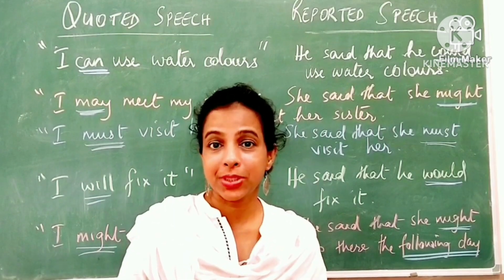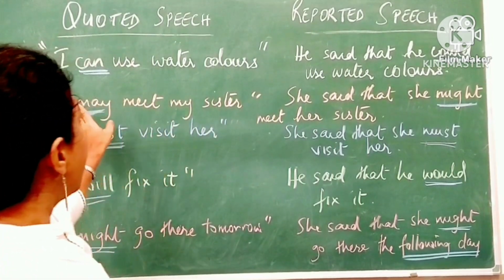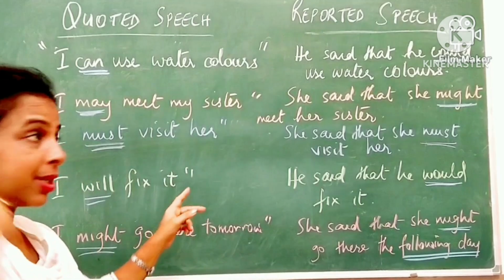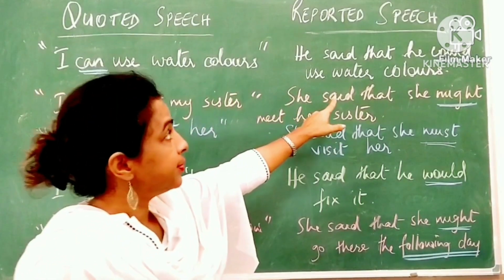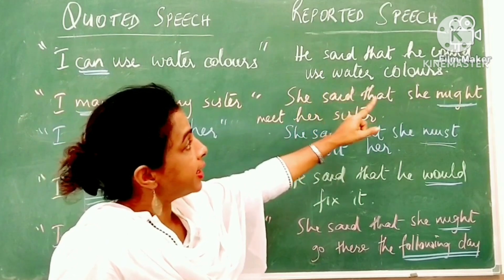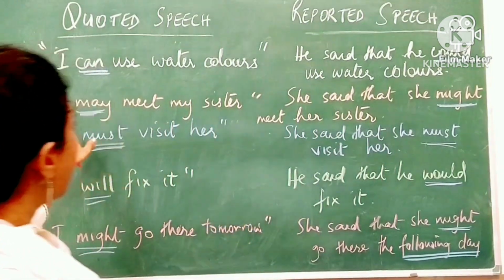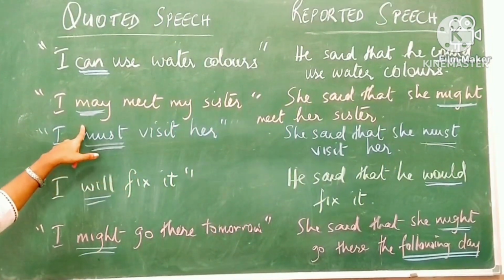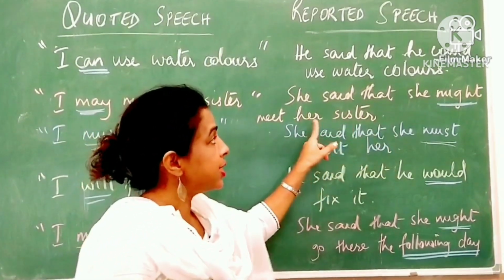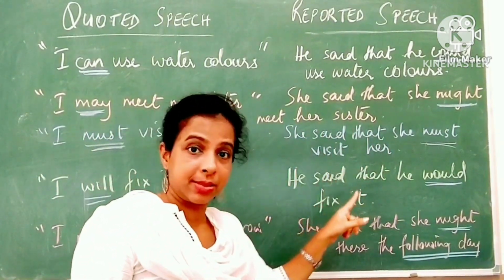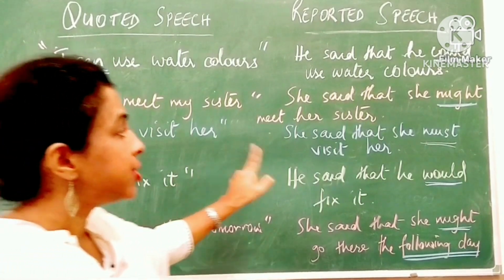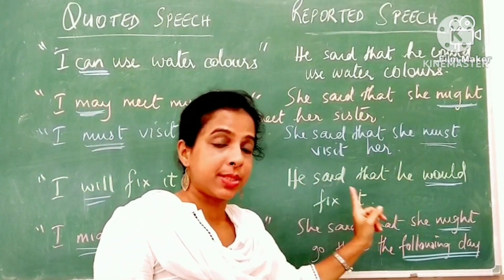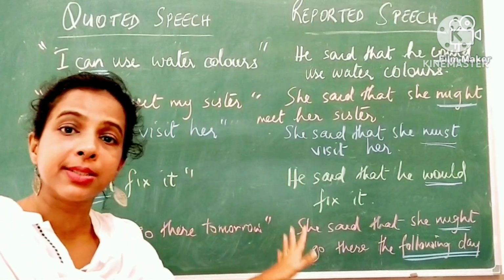Now let's look at modals. I can use watercolors. Can will become could in the reported speech. He said that he could use watercolors. I may meet my sister. May will become might. She said that she might meet her sister. Must, I must visit her. She said that she must visit her. Now if you notice, must remains the same.